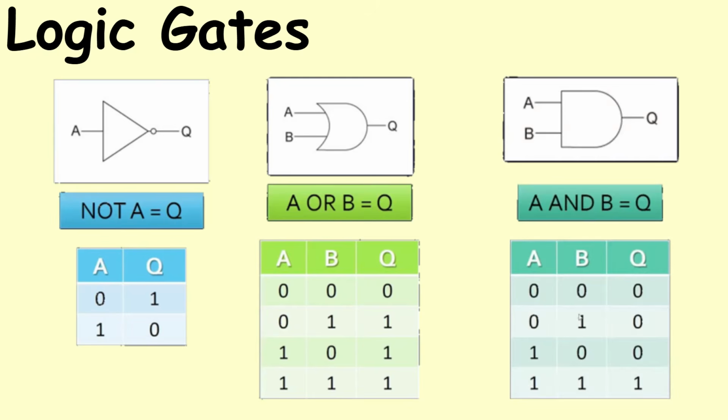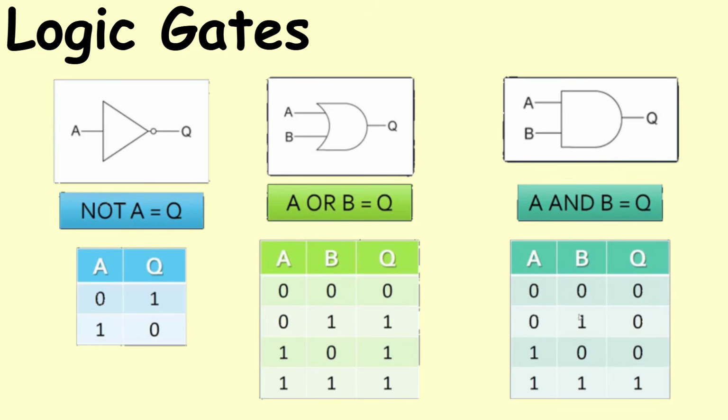And an AND gate, and in terms of drawing it, looks like a capital D, so that can sometimes help remember which one's the AND gate. And with an AND gate, the only way we get a 1 coming out is if A and B, so both the inputs, are a 1. So any other combination, like 0, 0, will give us a 0 coming out.